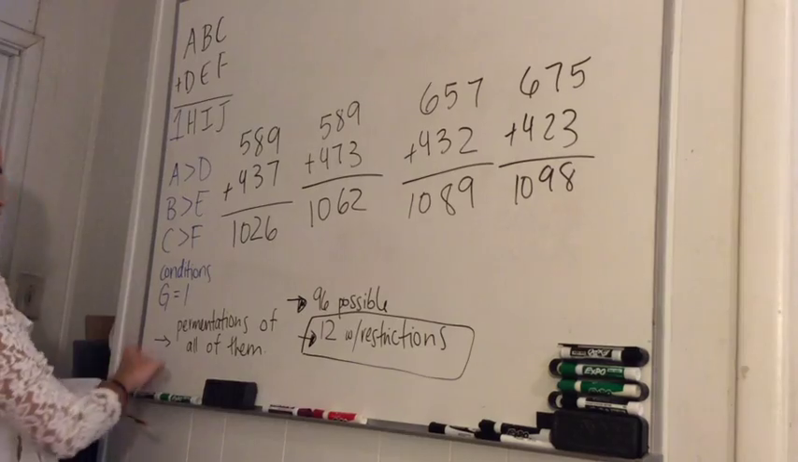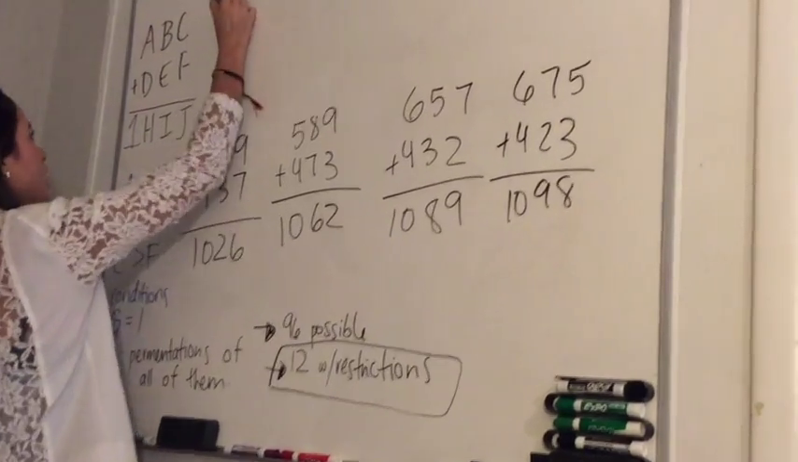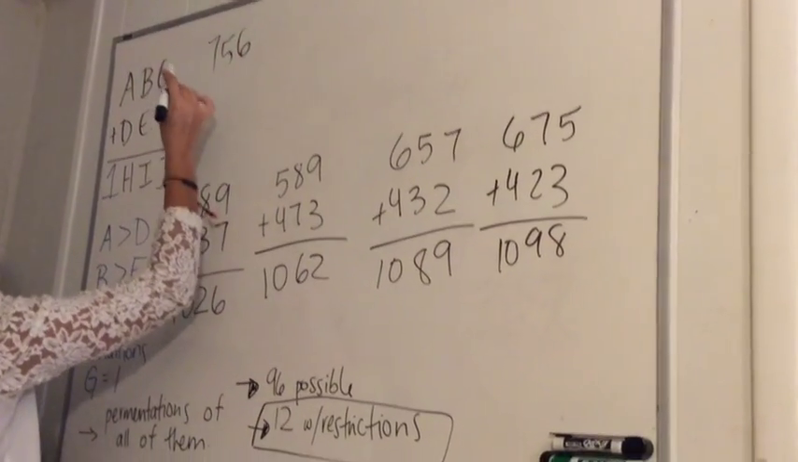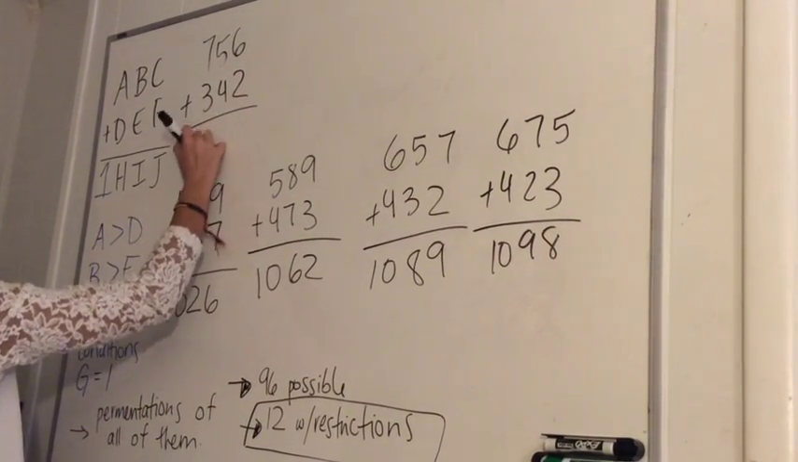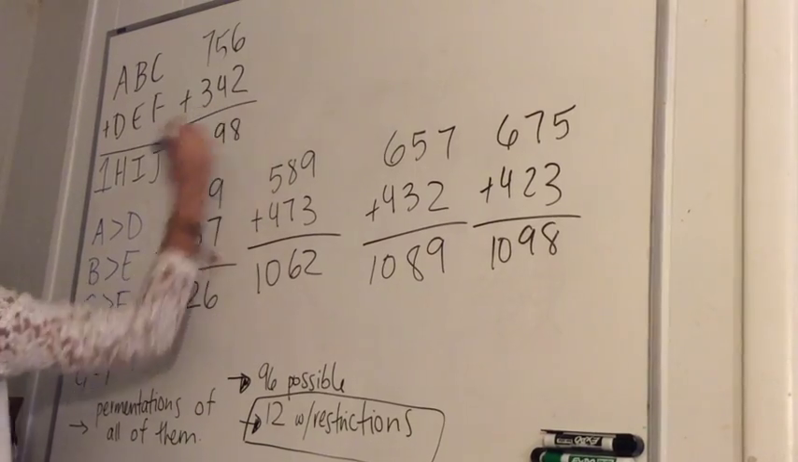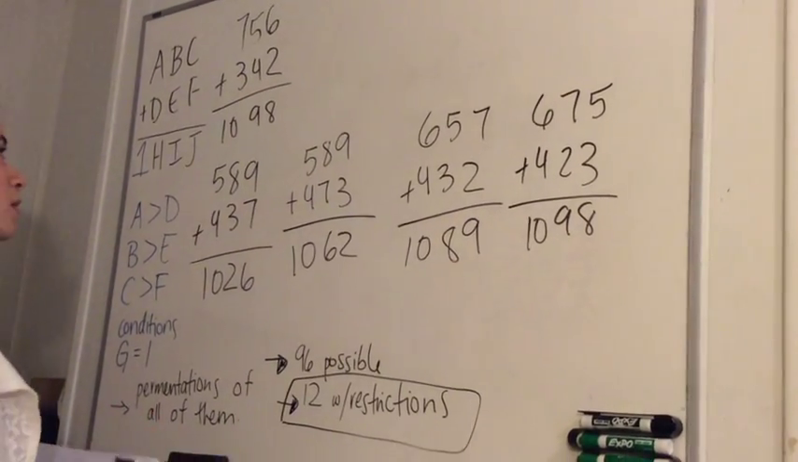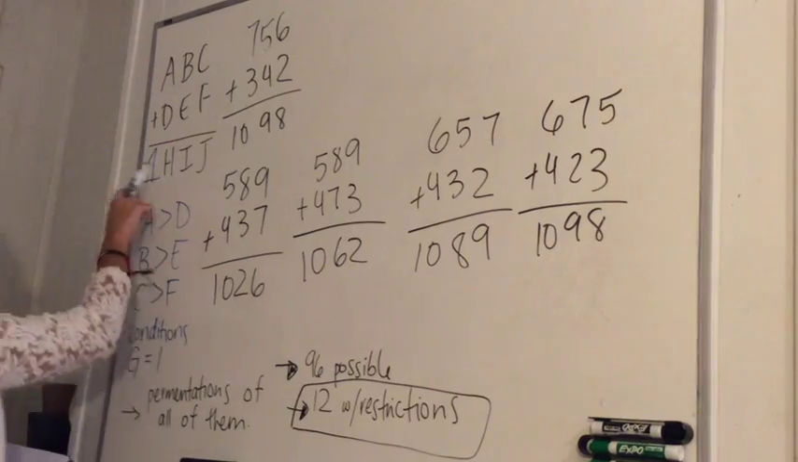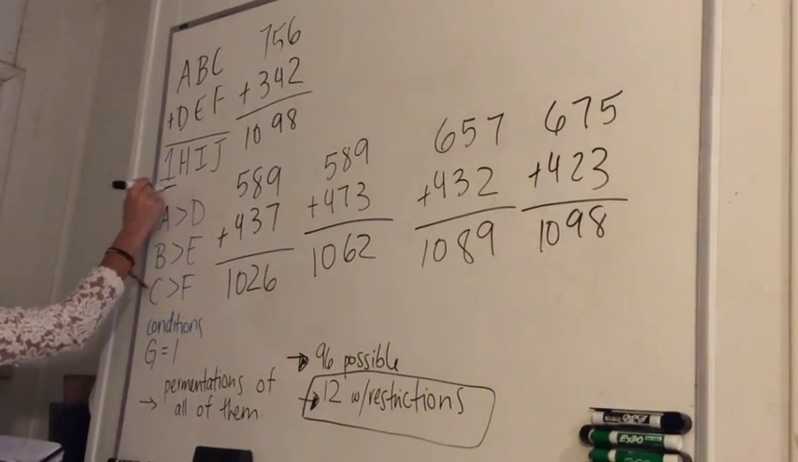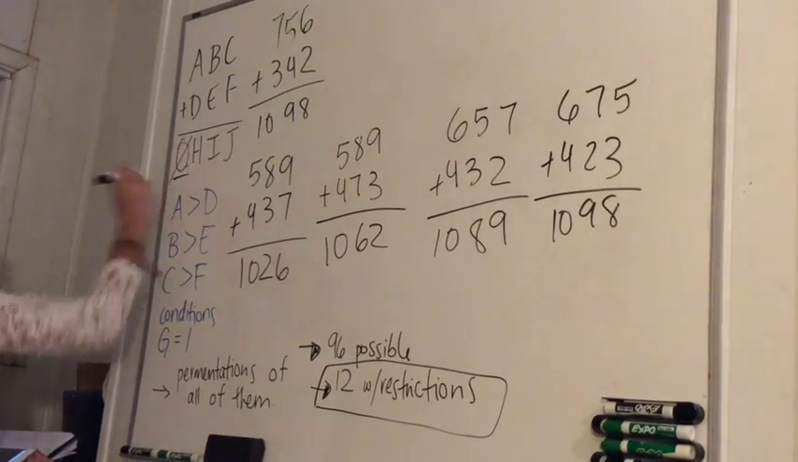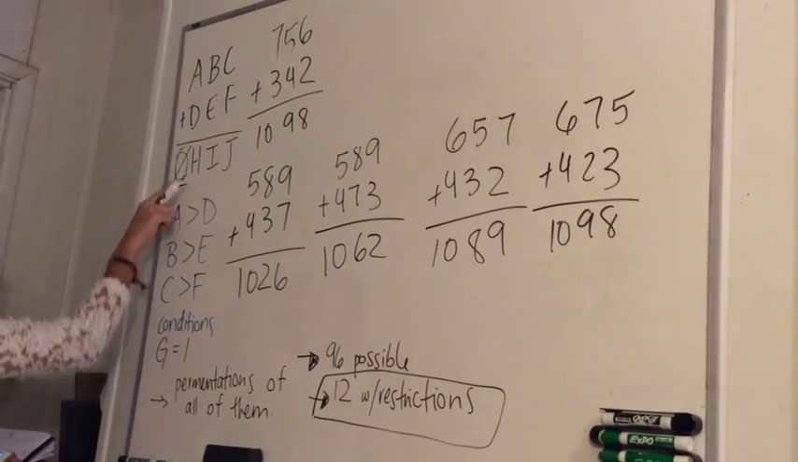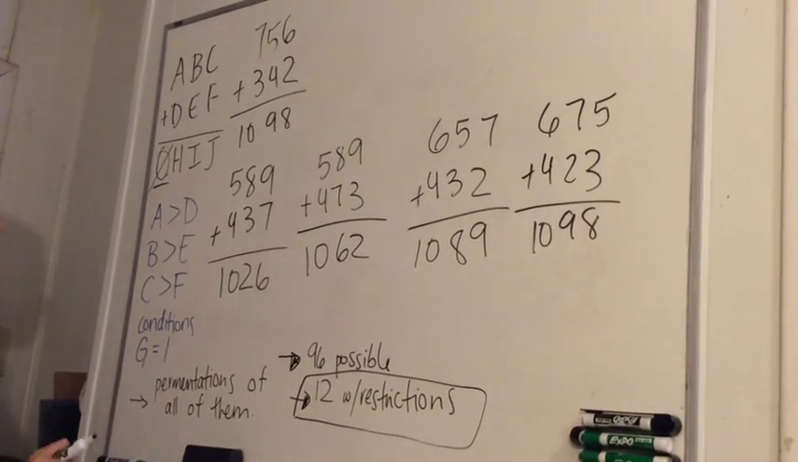So the next one would be 756 plus 342 equals 1098. Remember that when we did the program, we kept the conditions that the first number always has to equal 1, and the first number cannot be a 0. So we put those restrictions when we did the program.